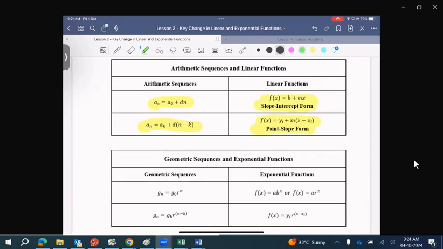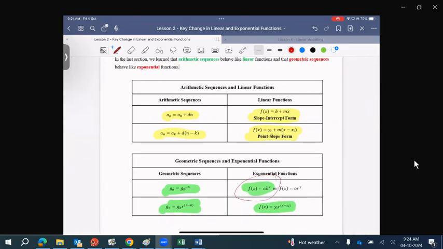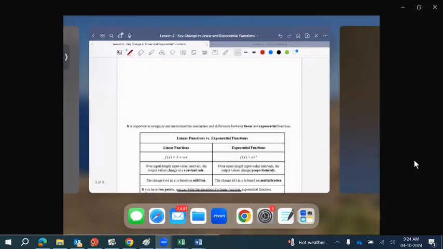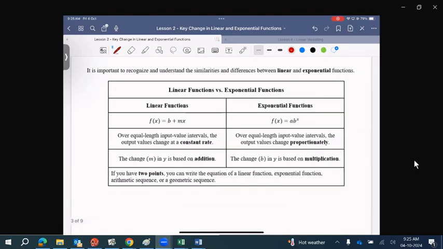So geometric sequences behave like exponential functions, and the two formulas look like this that we saw last class. This is the typical one I use for an exponential function, and it's written here as the movement between 2 points as well. But I tend to solve most of my problems with that one. It's important to recognize some of the similarities and some of the differences between the two. So we have our functions for the linear function and the exponential function.